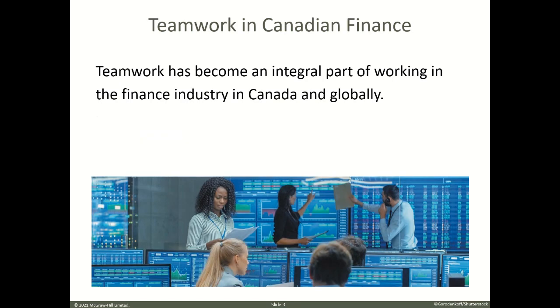So, teamwork in Canadian finance. Teamwork has become a very important and integral part of working in the finance industry in Canada and globally. Take the example of the Bank of Canada governor, who evaluates how well the members of each team work together. And even RBC Capital Markets carefully selects applicants who are understated and team oriented.